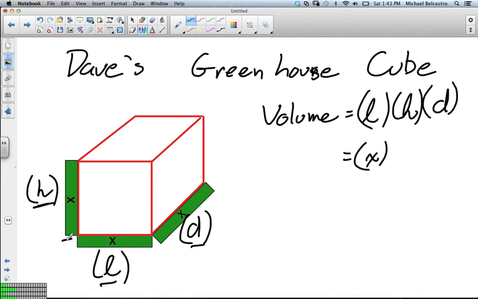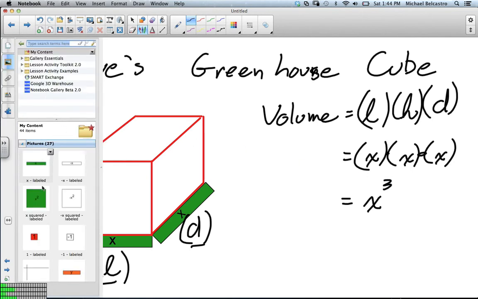and we've used the tile to represent that. Okay, the height is an unknown amount, we've used the tile to represent that, and the depth is an unknown amount. When we multiply these together, do you know what we're going to get as a volume? Yeah, x cubed. X cubed, x to the power of 3.